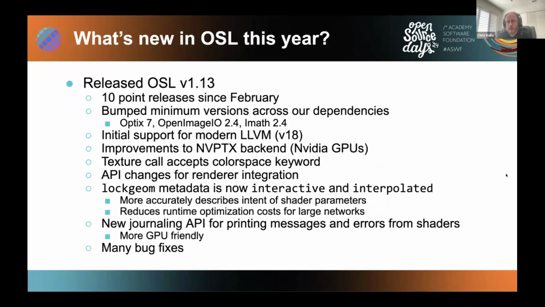So what's new in OSL this year? We released version 1.13 back in February, and since then we did about 10 point releases. The main things are we bumped, first of all, the minimum versions across our main dependencies. So that means Optix 7, OpenImageIO 2.4, Imath 2.4. These are kind of old, some of them, but we try to keep as much compatibility as possible by kind of surveying what people are using out there.